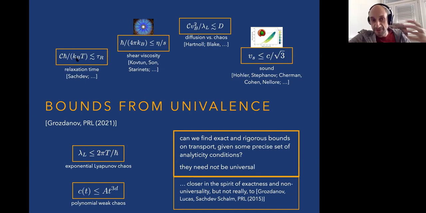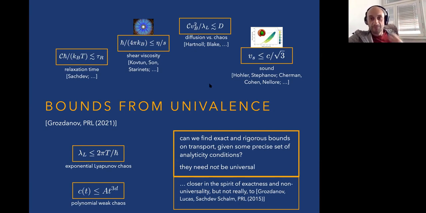So for example, we have this famous relaxation time bound by Sachdev. There's the KSS bound on shear viscosity and amendments of these various things. And then we have these bounds on diffusion, a la Hartnoll, and then Blake in relation to butterfly velocity and Lyapunov exponent. And there's also this beautiful bound on the speed of sound, which is that in some families of theories, at least, there's an upper bound on the speed of sound, which is the conformal value. And we know that if this were true, and it's probably true in some cases, this has important consequences for the phase diagram of QCD, okay?